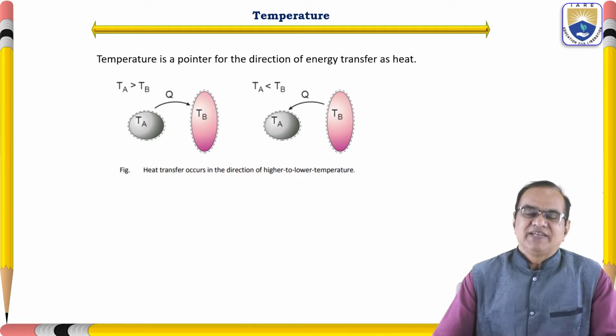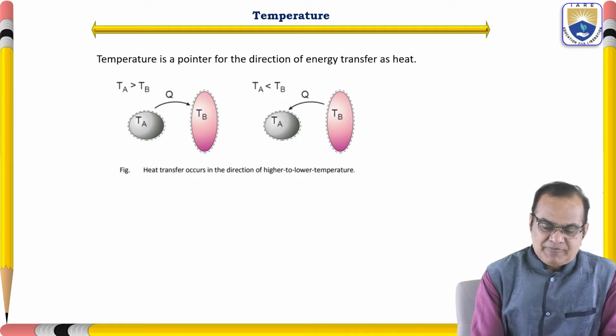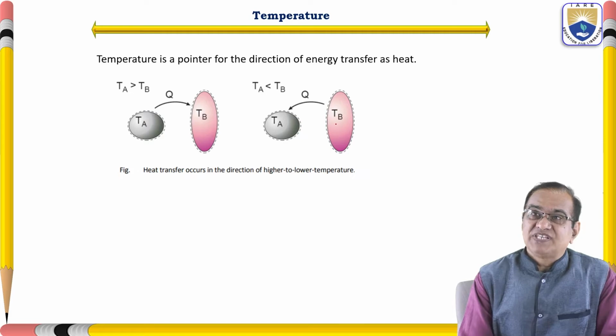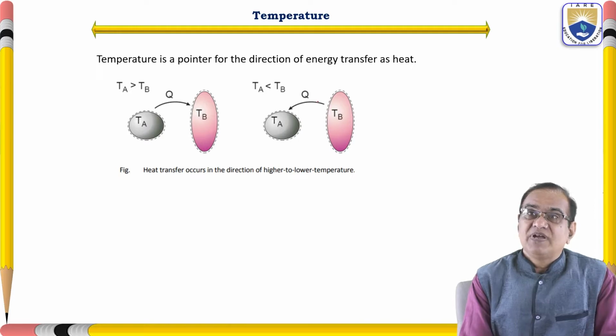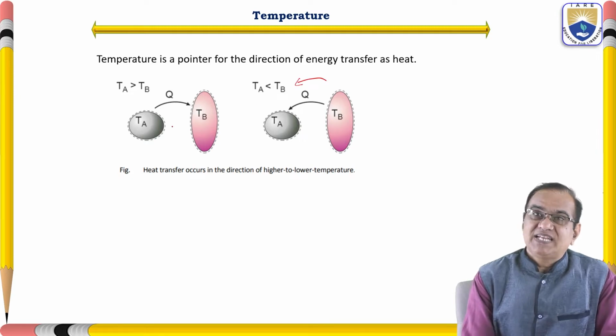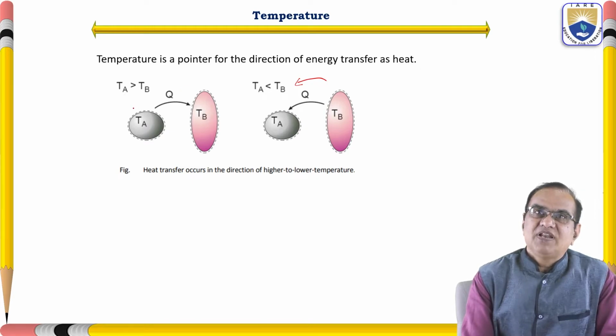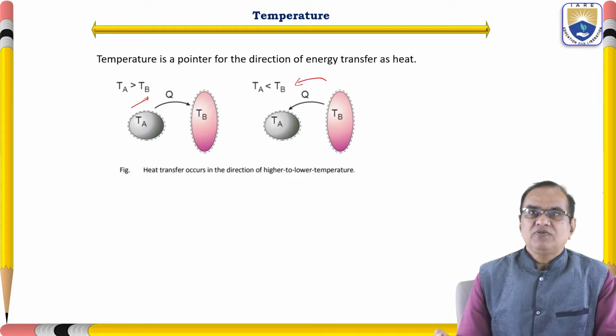We can see here that if the temperature of body A is higher than the temperature of B, then this heat Q will transfer from A to B. But if the temperature of B is higher than the temperature of A, then heat will transfer from B to A. If TA is less than the temperature of B, the heat will transfer in this direction, and if the temperature of A is higher than that of B, then it will move from here to here. That we have to understand.